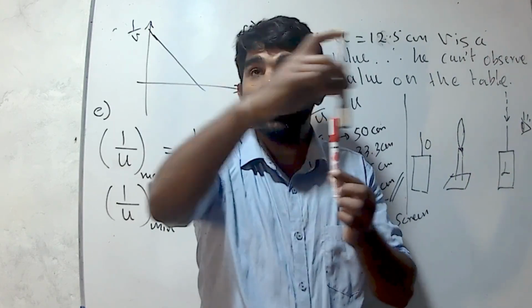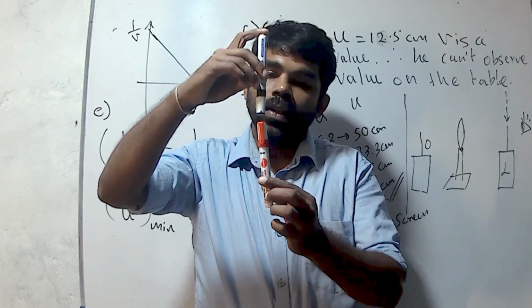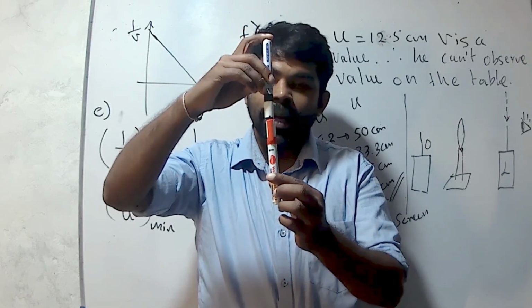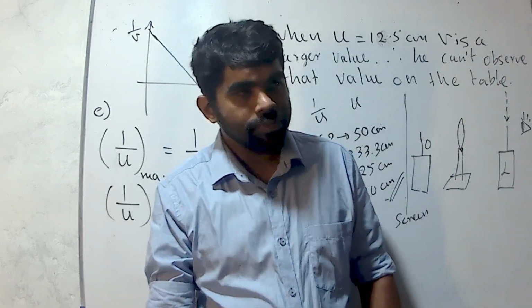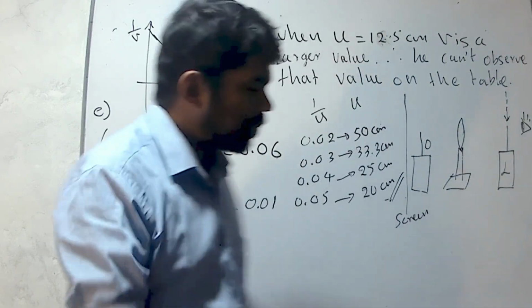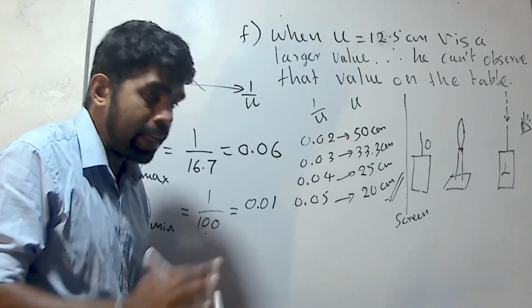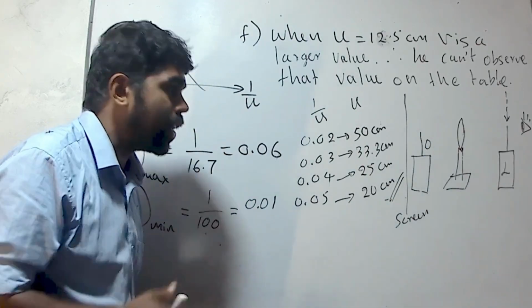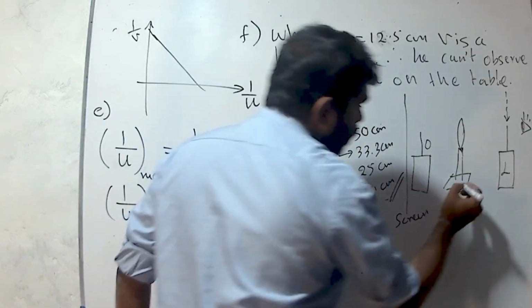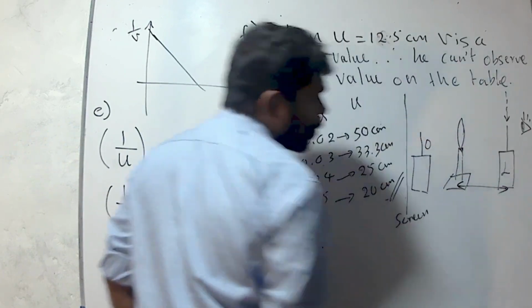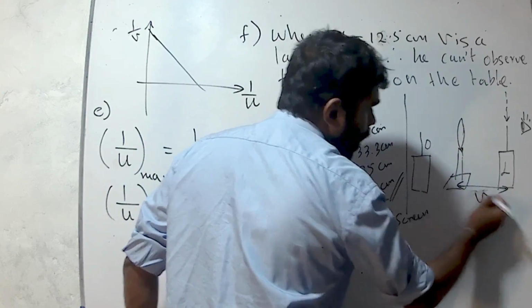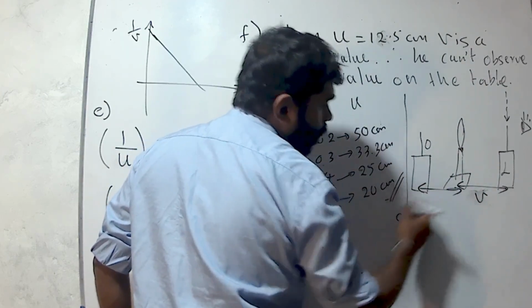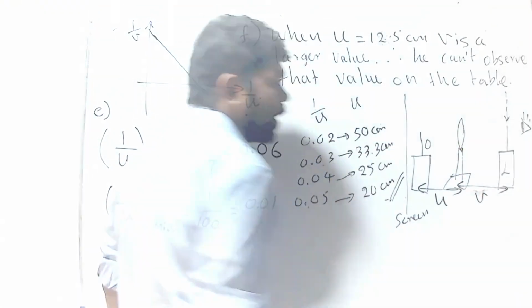Then we can see that if the locate pin and image are not coincided, those are moving with a relative motion. But for the coinciding position, those are moving without relative motion. Then we can identify the clear position of the image, and we can measure the distance to the locate pin as image distance, V, and the distance to the object pin as object distance.